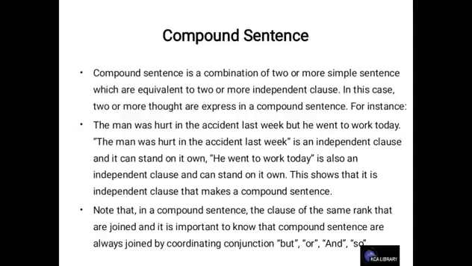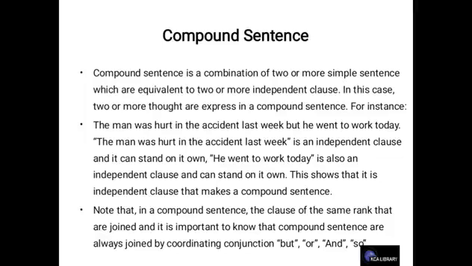Moving on, we have a compound sentence. A compound sentence is the combination of two or more simple sentences, which are equivalent to two or more independent clauses. In this case, two or more thoughts are expressed in a compound sentence. For example, we have: The man was hurt in the accident last week, but he went to work today. The explanation is that 'the man was hurt in the accident last week' is an independent clause, and it can stand on its own. Also, 'he went to work today' is an independent clause that can also stand on its own.